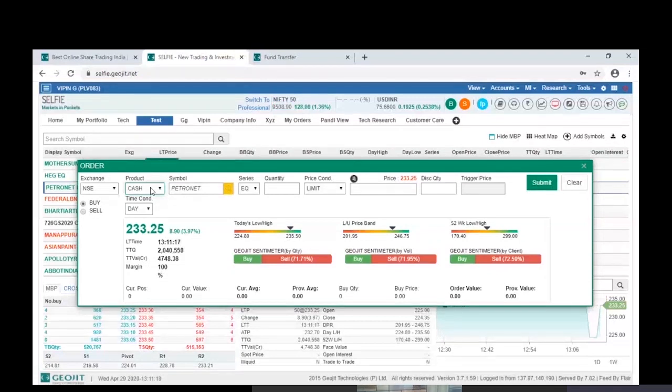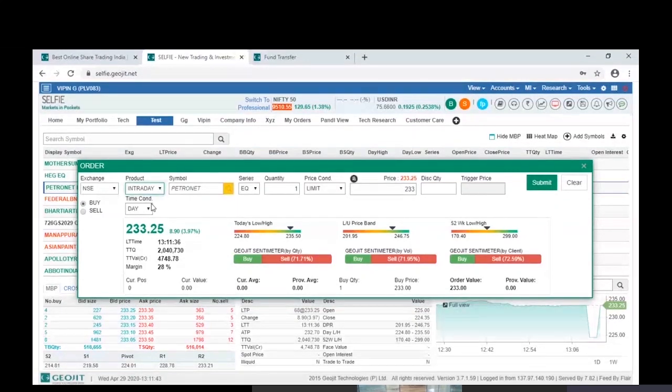So you can take it as cash, and that means 100% of your buying power will be blocked. So if I am placing an order for one share of Petronet at 233 rupees, the system will verify whether you have 233 rupees in your trading account, and only then will this order go through. Whereas when you choose intraday, the system will understand that you are placing the order for intraday. That is, you are a trader, and you will square it off before the end of the trading hours.